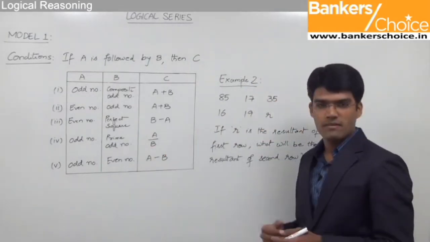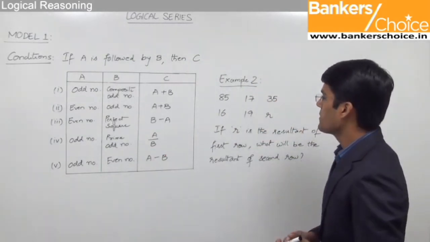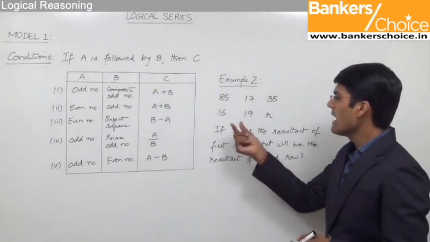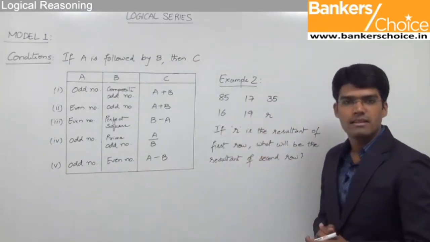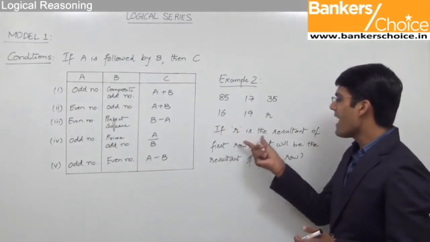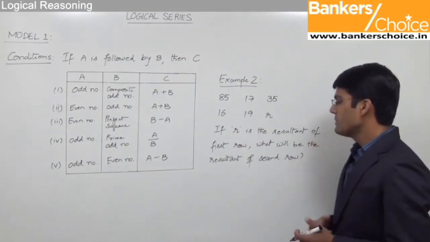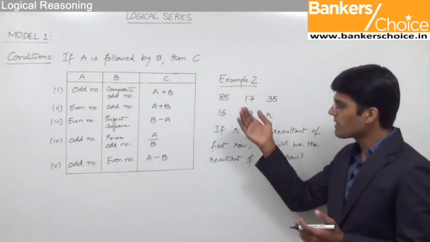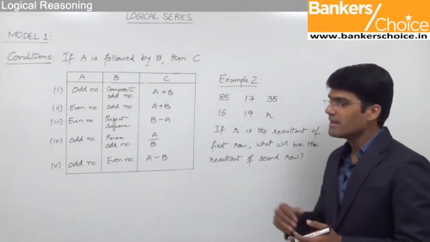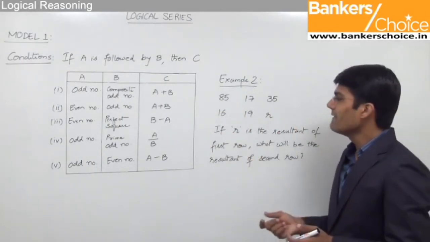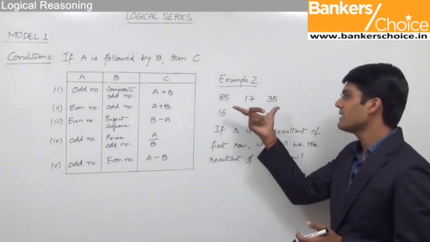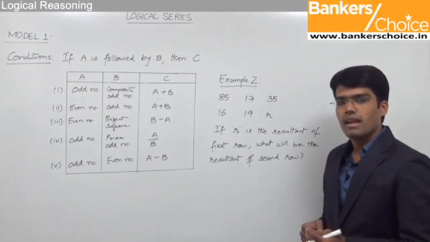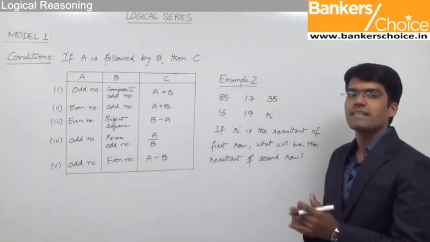Here the conditions, as we have already learned, are as shown, and the question is: 85, 17, 35 are the numbers in the first row, and 16, 19 are the numbers of the second row. It says if R is the resultant of the first row, what will be the resultant of the second row? As already discussed, to solve this question we need to perform the arithmetic operations from left to right by applying the proper conditions, first get the value of R, that is the resultant of the first row, and then find out the resultant of the second row. And in each step we need to consider two consecutive numbers.